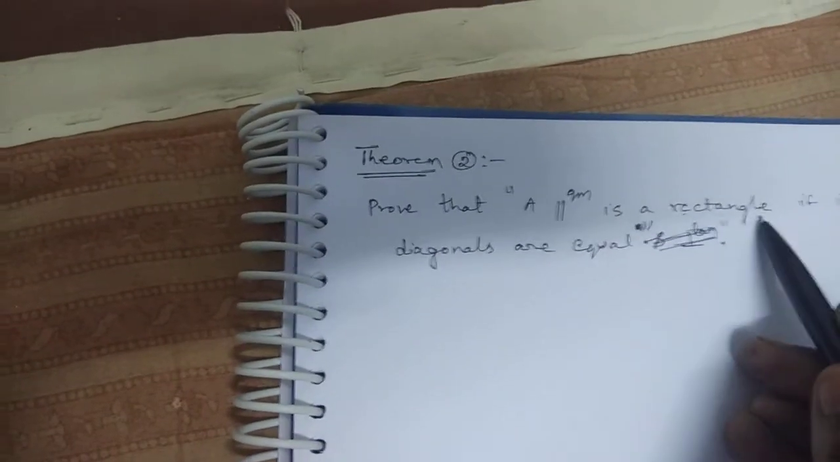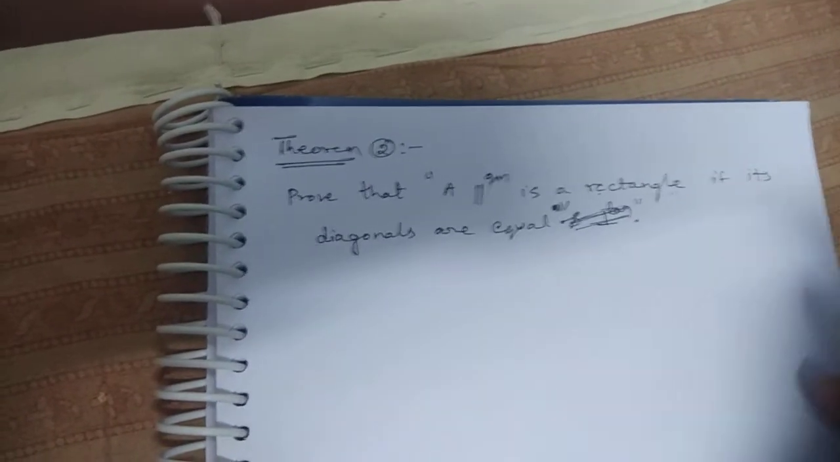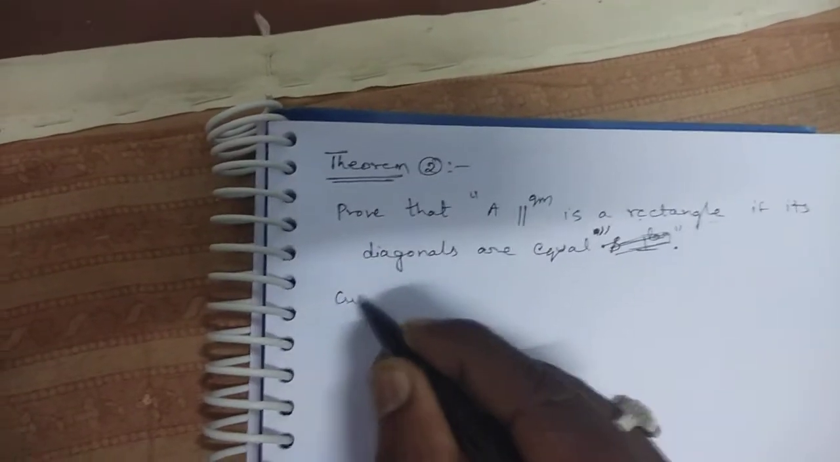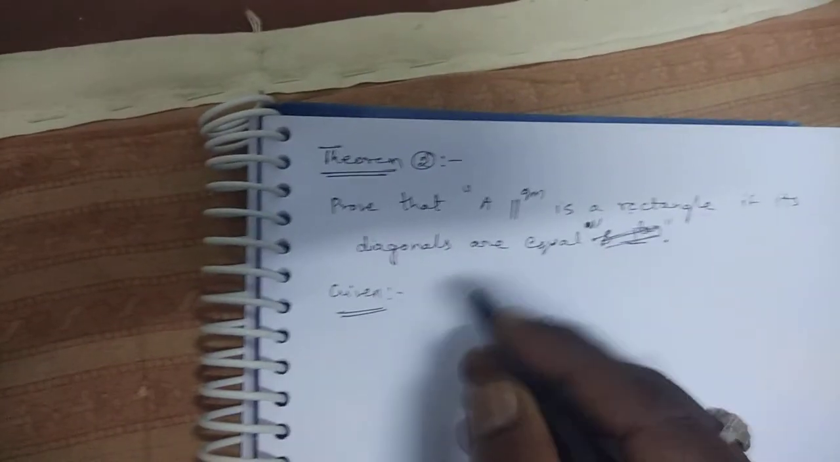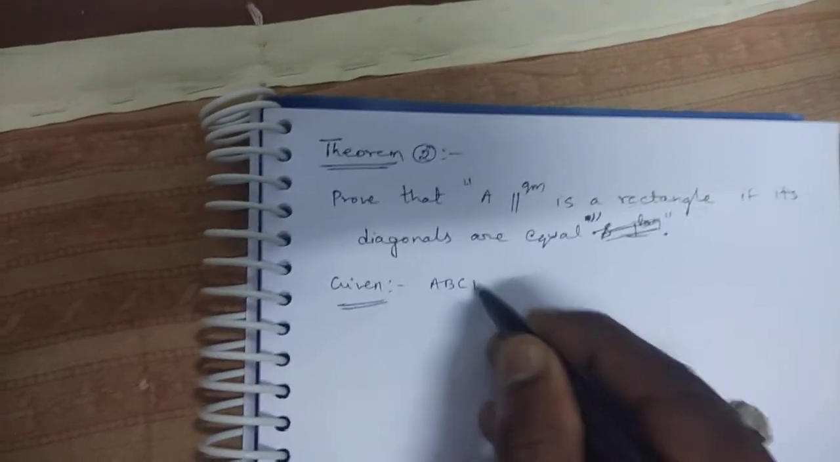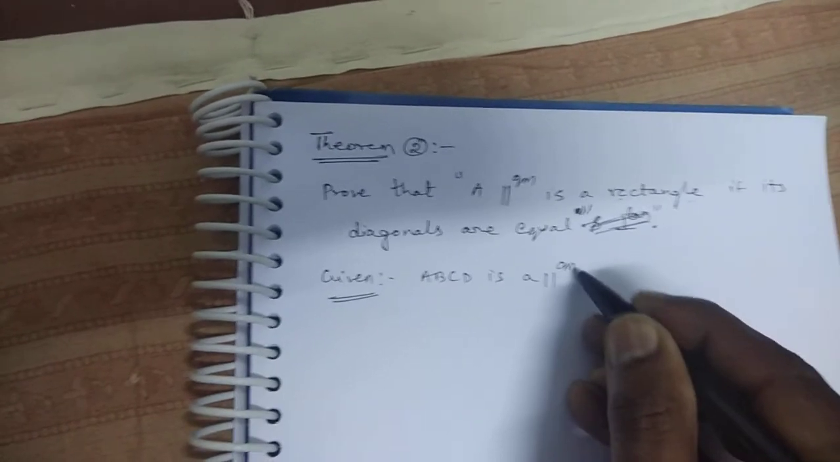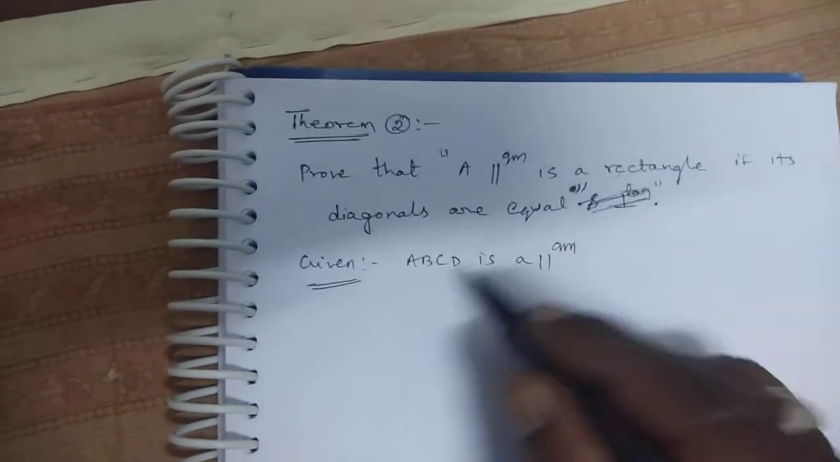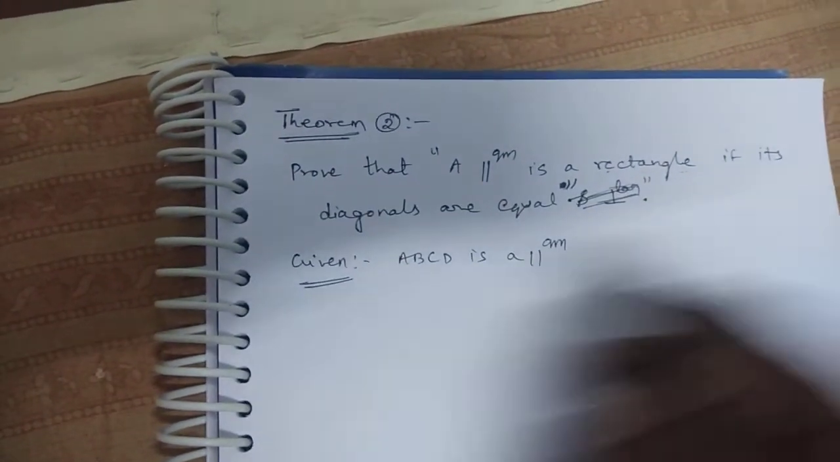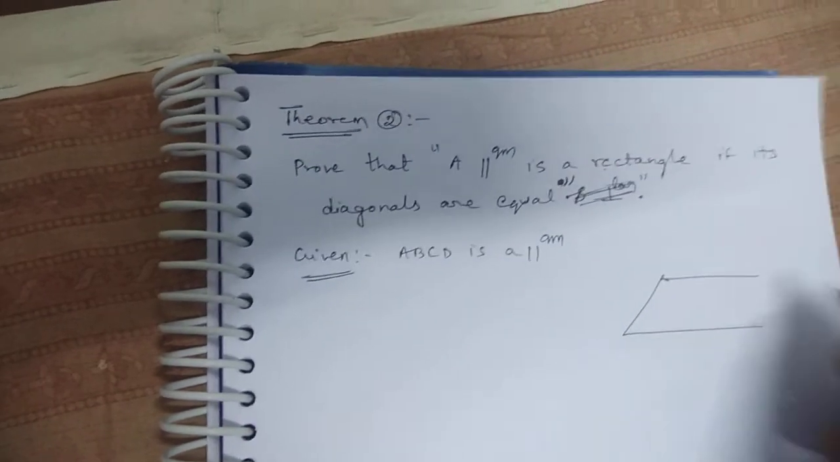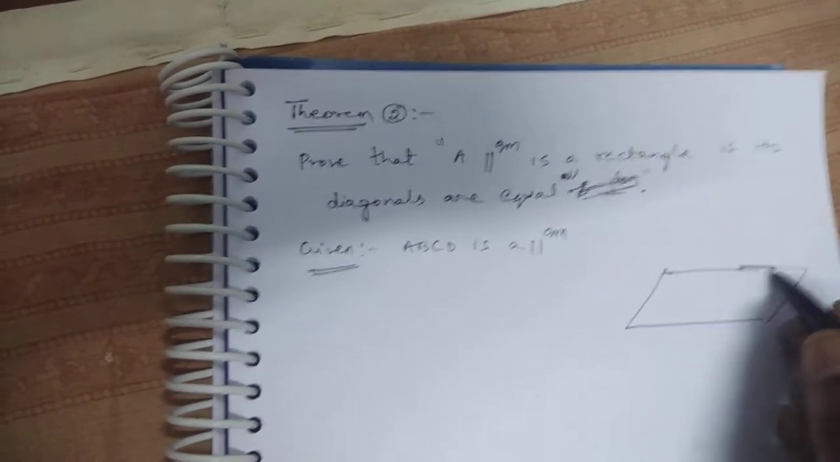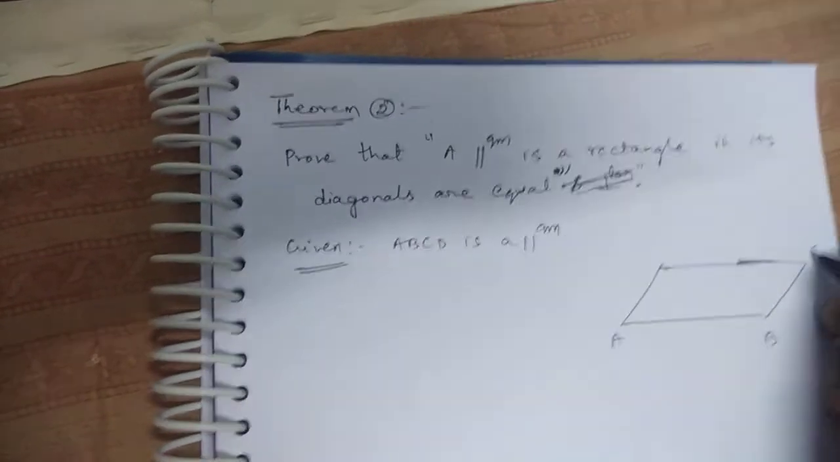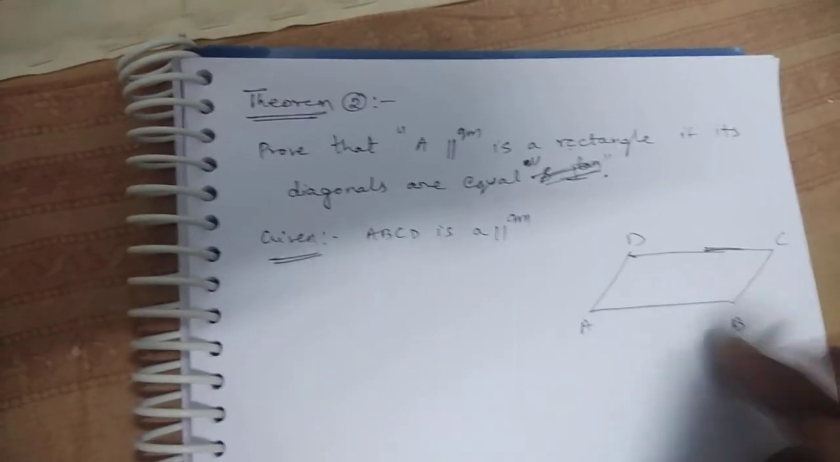So to prove it is a rectangle, the main condition is that each angle should be 90 degrees. So what shall we do? Now coming to the given. First, what has been given to us. Given, ABCD is a parallelogram. Whenever a parallelogram is given, we can use all the properties of the parallelogram because we already proved all the properties of the parallelogram. ABCD is a parallelogram.